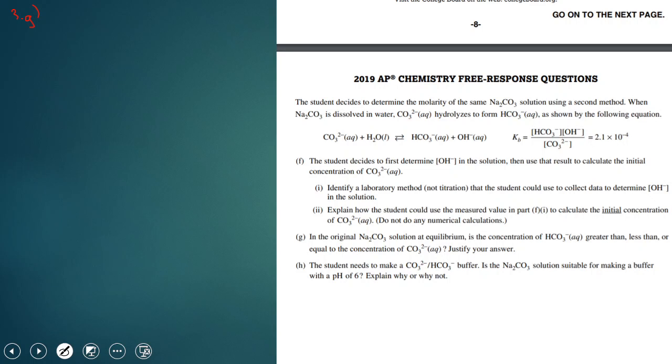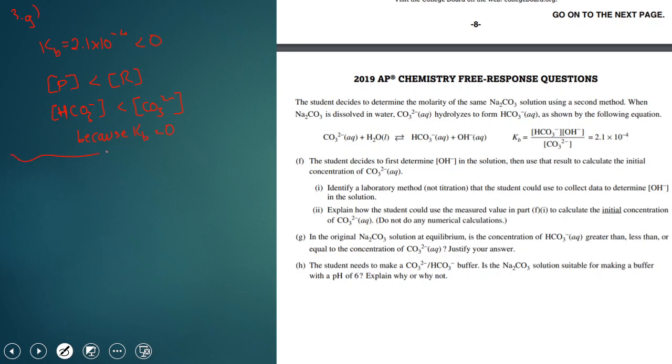So if you consider at equilibrium, well, our Kb is 2.1 times 10 to the negative 4, which is less than 1. So because of that, our concentration of products is less than our concentration of reactants, and so our concentration of HCO3- has to be less than our concentration initially of CO3 2-, because Kb is less than 1.